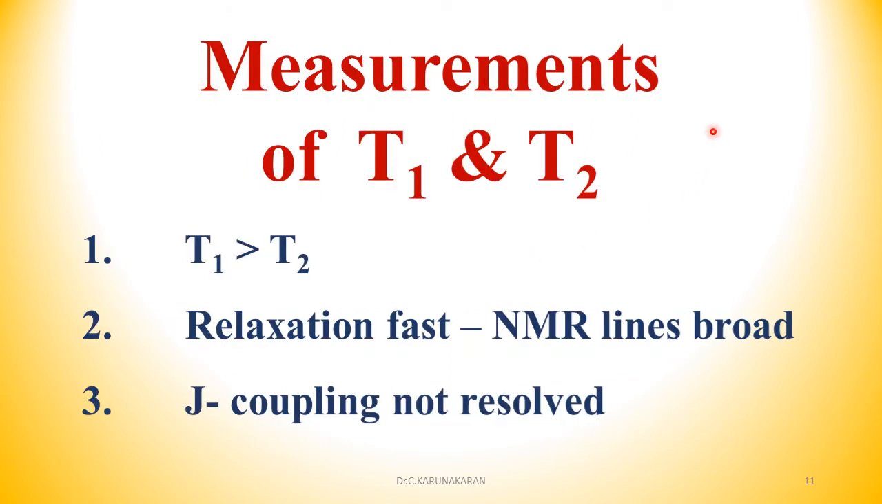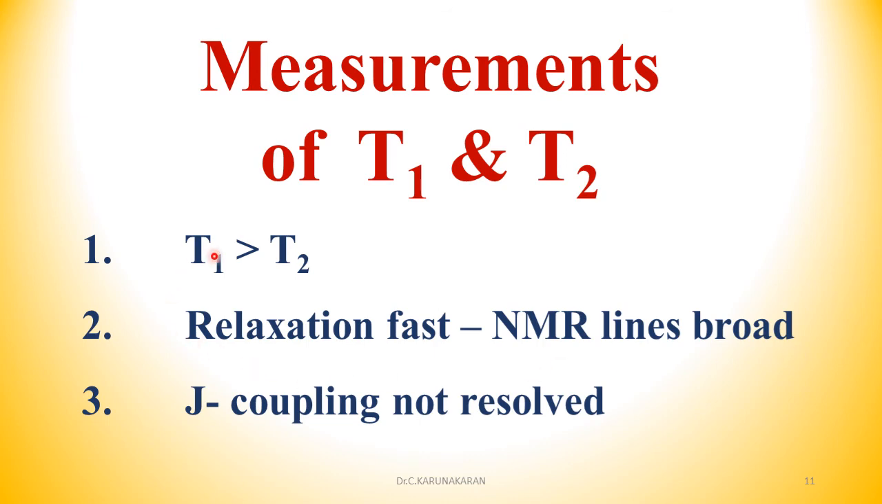Now we'll see how the relaxation times are measured. They are very important because usually T1, the spin-lattice relaxation time, is greater than T2. If the relaxation is very fast, the NMR spectrum will be very broad. You won't get a proper NMR spectrum. So it is a physical kind of problem.